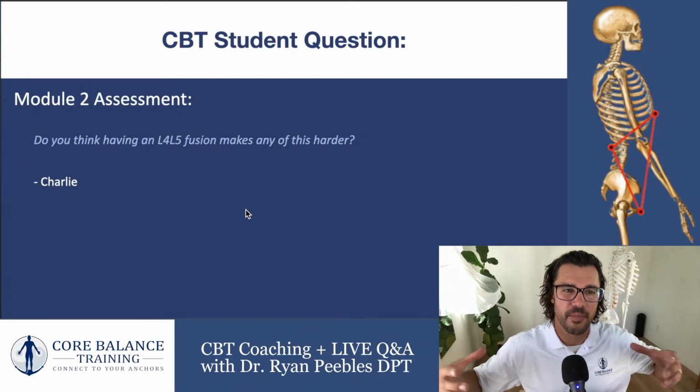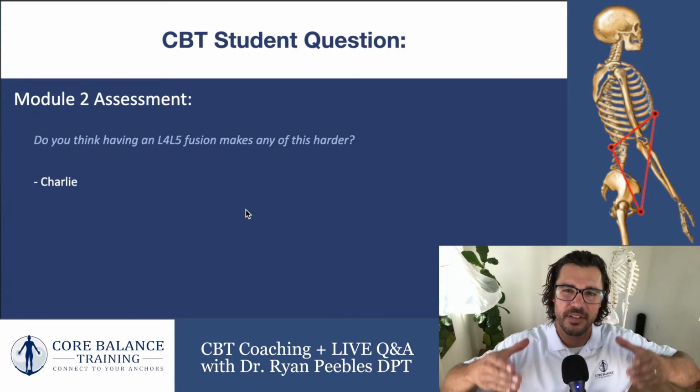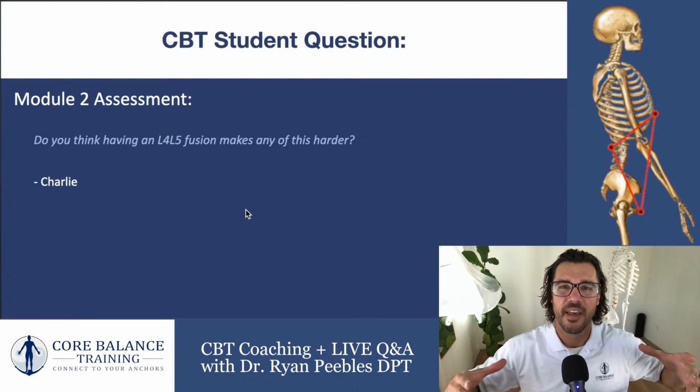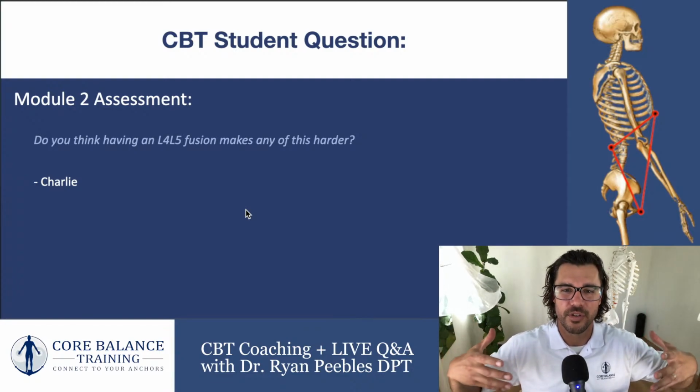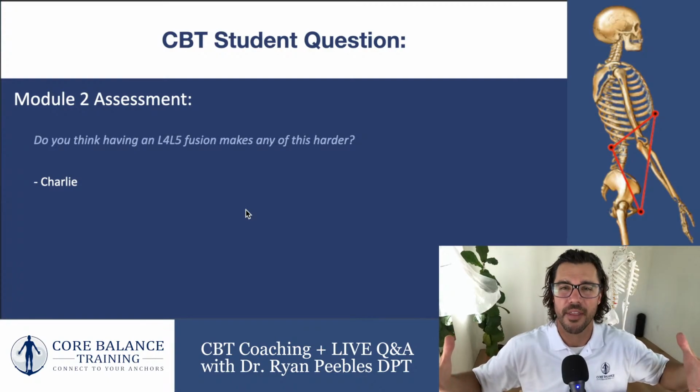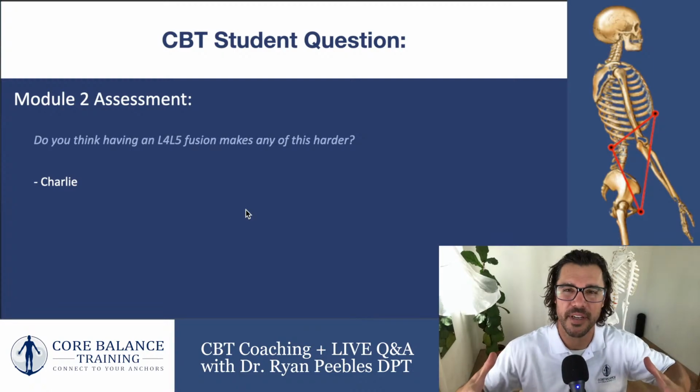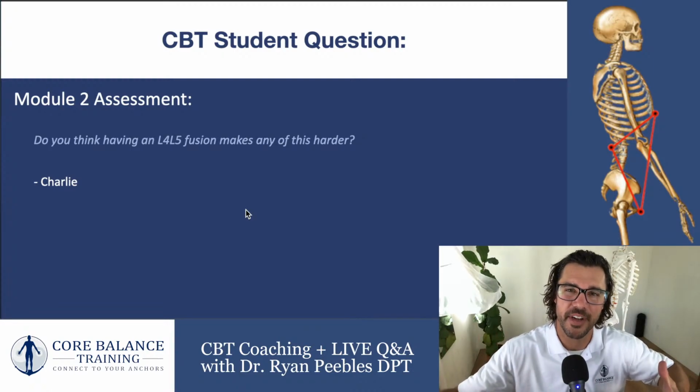So you will really want to learn how to stabilize those other levels above and below, which would be L3-4 and L5-S1. You're going to do that through your core. We're learning core stability in this program, so this program is perfect for you.